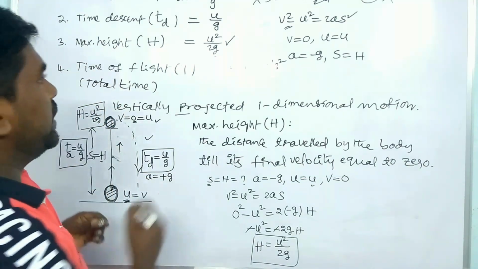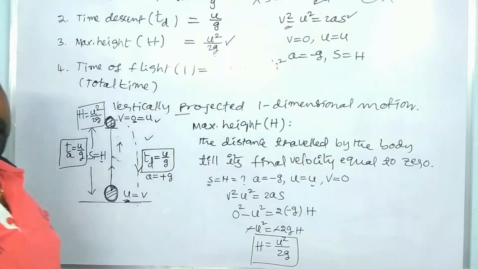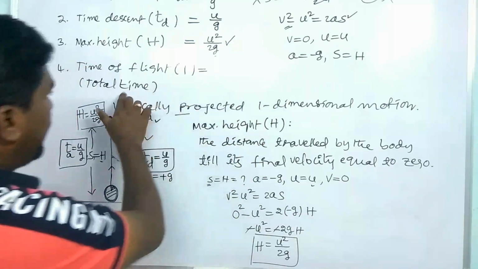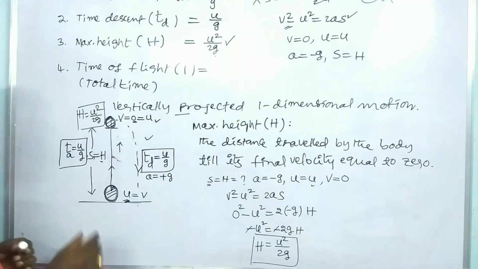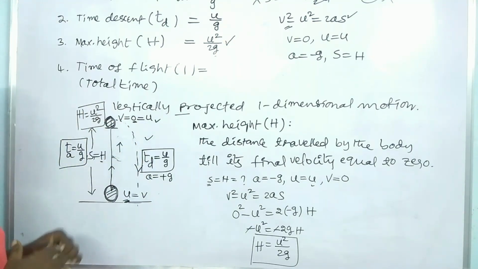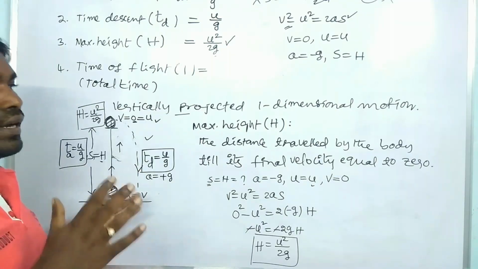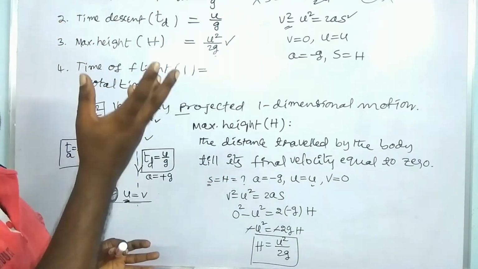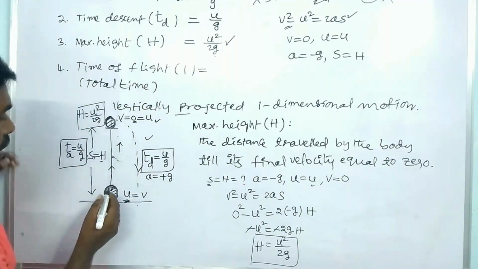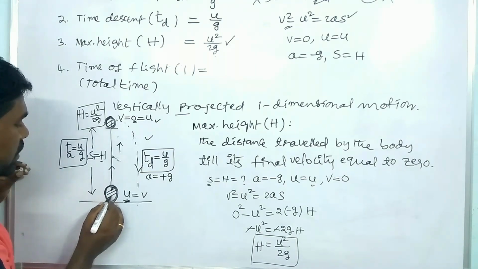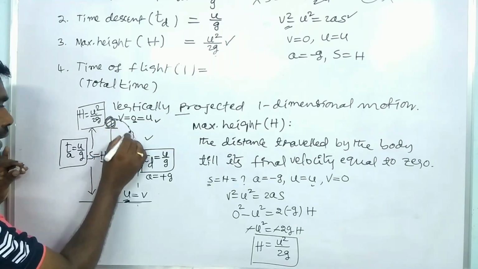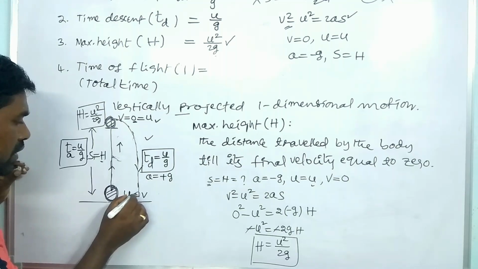And one more you have to see here, that is time of flight. What is the time of flight? The time of flight or total time is defined as the total time taken by the projected body to reach its ground point. From where? So this is the initial point. We have to project it with initial speed, and it reaches its maximum height, and again it comes down and reaches the ground point.